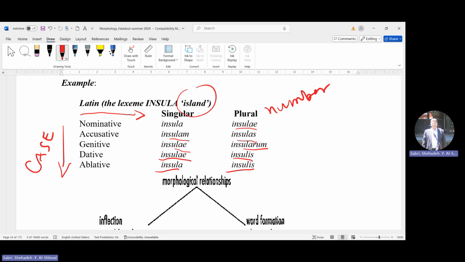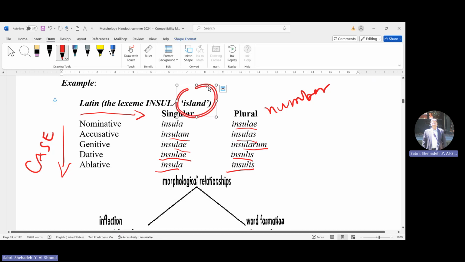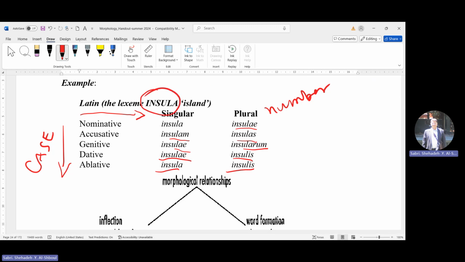So according to this data, we can come up with the notion that a certain lexeme has different forms that are inflectionally motivated or changed. Here in the data in front of us, we have the case and the number that come into play to change this lexeme, which is insula. So the lexeme here is insula, and this lexeme has different variations or forms in the paradigm.